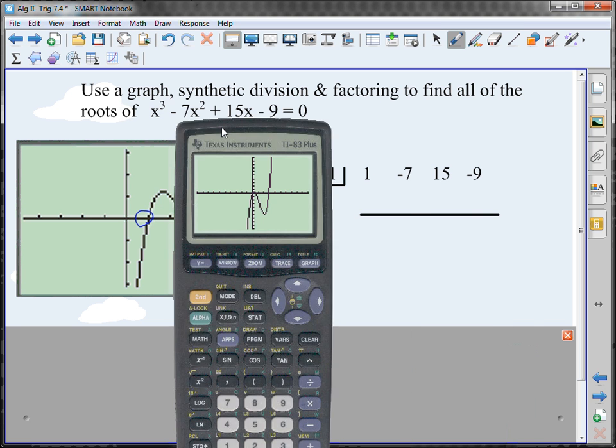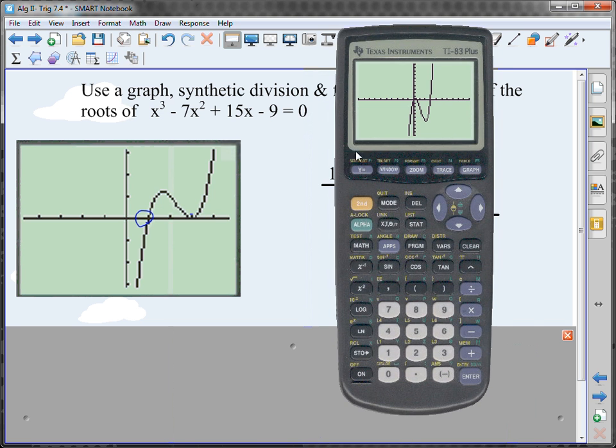If I graph that, x cubed minus 7x squared plus 15x minus 9.